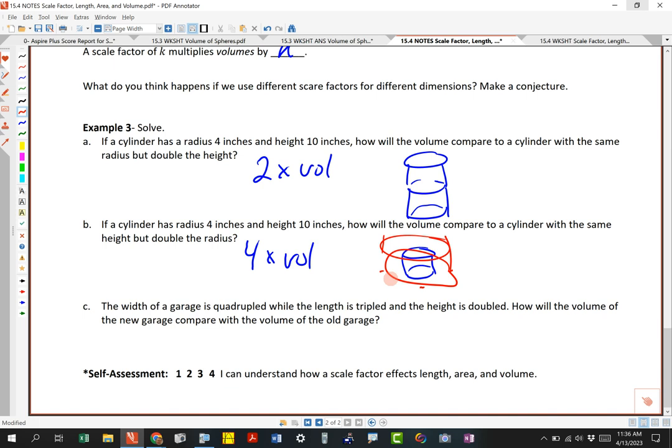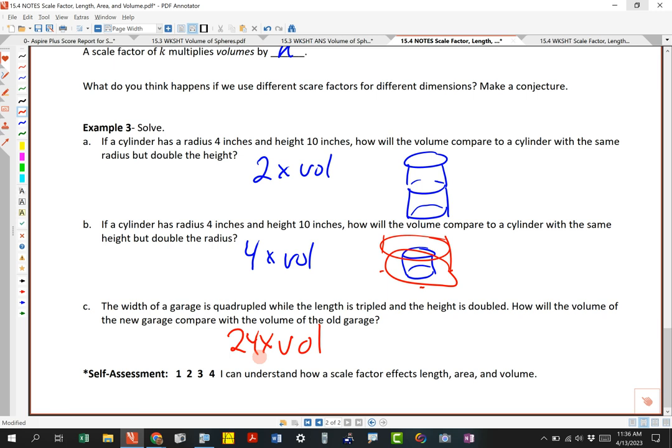Okay, can somebody tell us what it's going to do to the old volume? 1, 2, 3, 4. Wait, what's the question? What's it going to do to the old volume? What do you got? It's going to times it by 24. It's going to times it by 24 because we did 4 times one dimension, 3 times the other dimension, and 2 times that last dimension. So it's going to be 24 times the volume. Okay, scale factor is going to be 24.